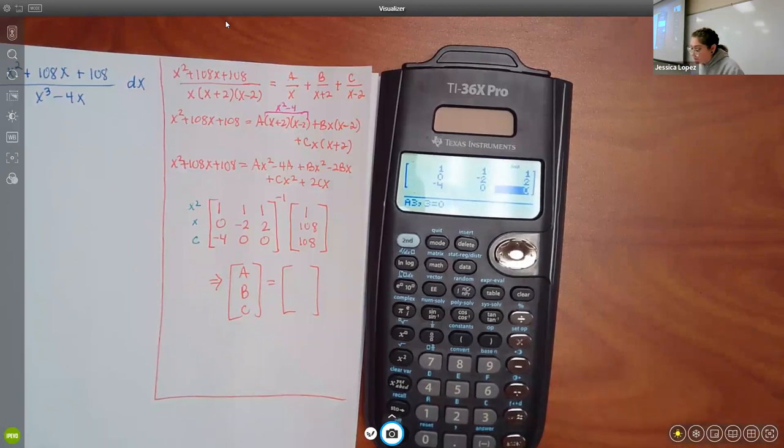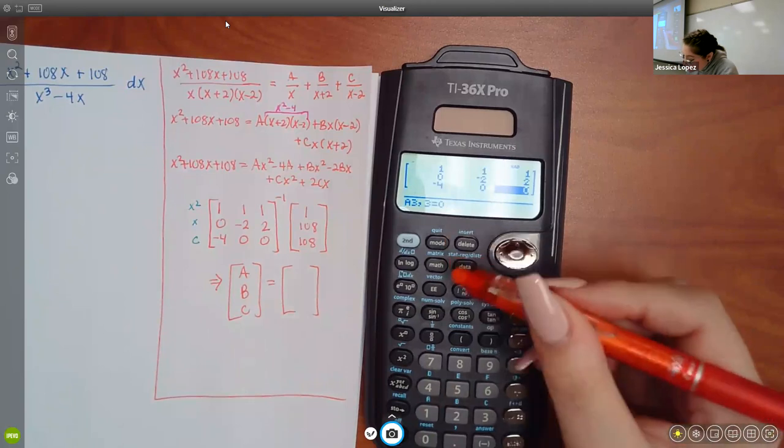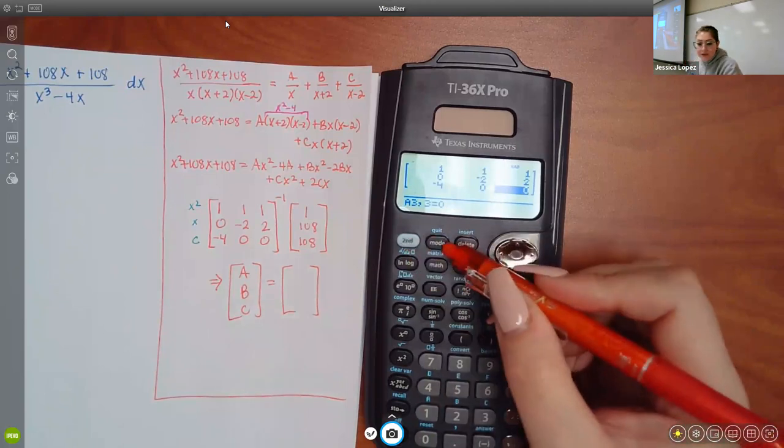And always just take a look before you exit and make sure that what's in your calculator looks exactly like what you have on your paper. Once you confirm that it's the same, you can quit. So we'll do second and then mode button for quit.